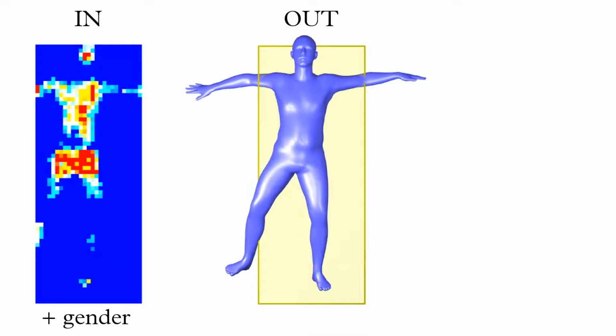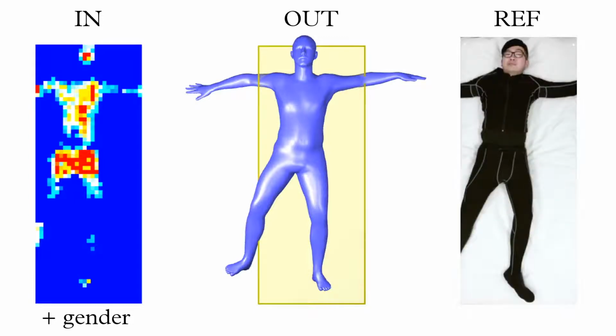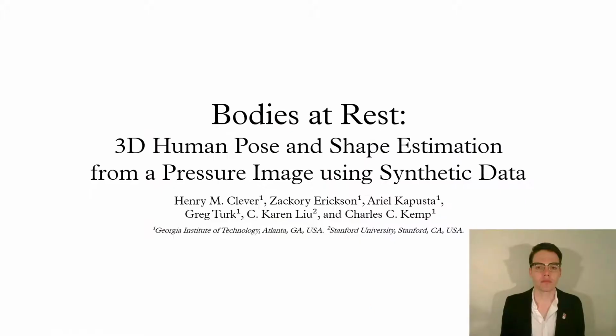Our work addresses this. We present a deep learning model trained only on synthetic data that infers the pose and the shape of a person from a pressure image. Here's a photo of the real person to compare. Hi, I'm Henry Cleaver, and I'm presenting our paper Bodies at Rest, 3D Human Pose and Shape Estimation from a Pressure Image using Synthetic Data.